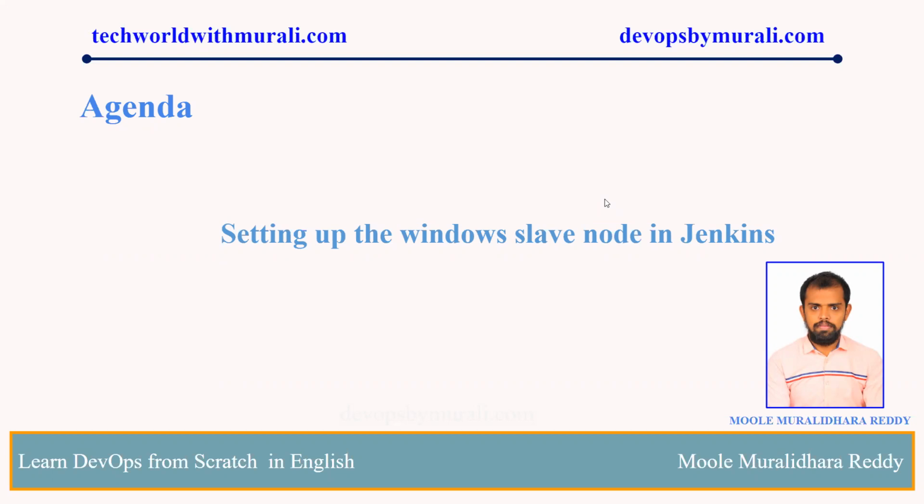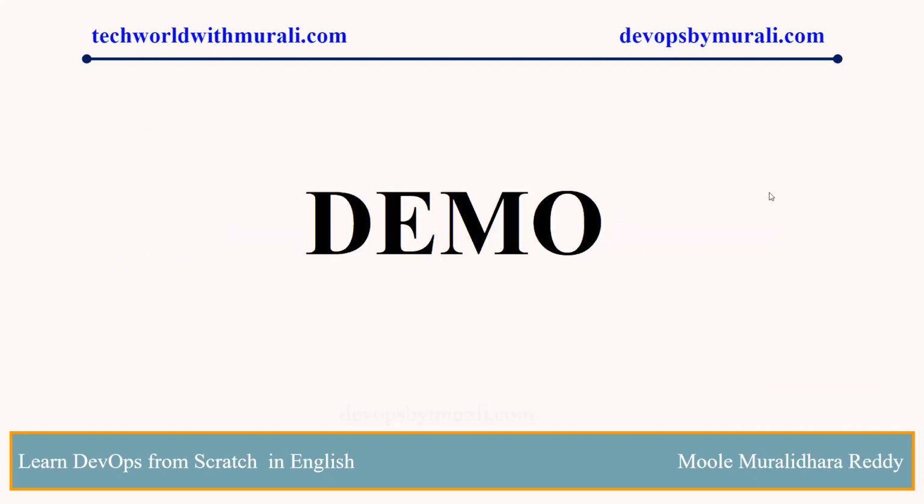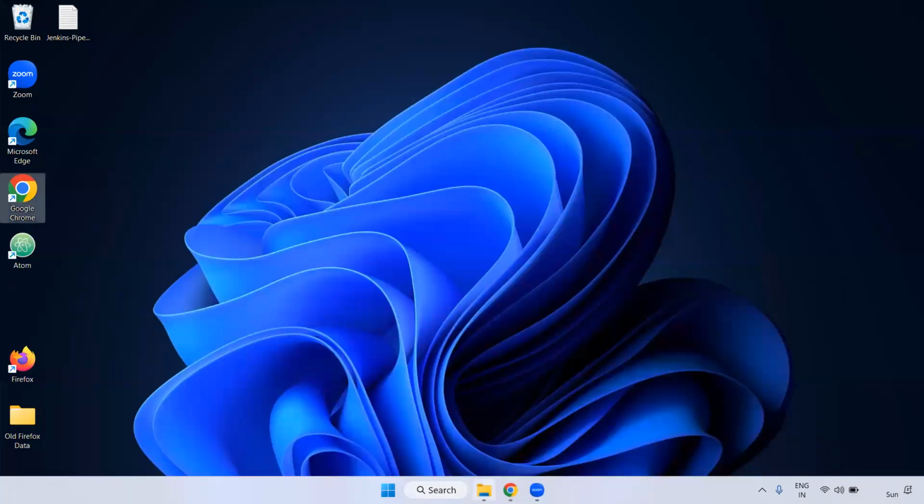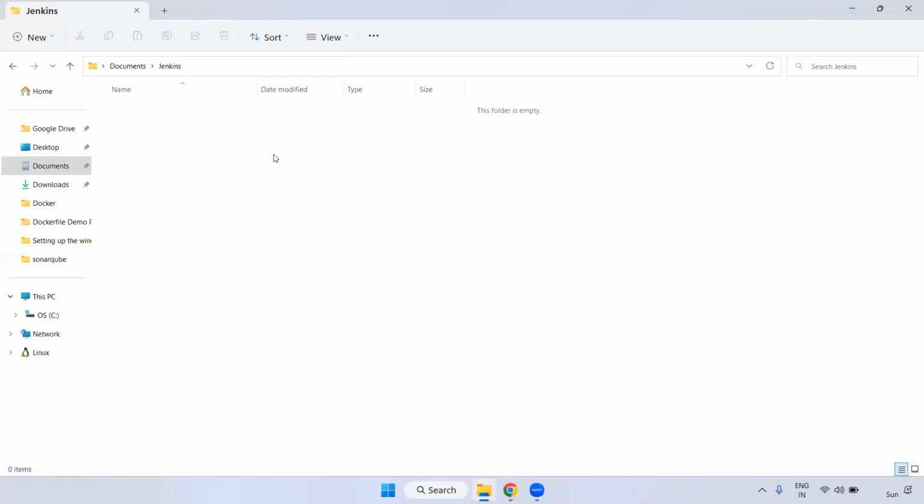In this video we are going to discuss how to set up the Windows slave node in Jenkins. In an earlier video we set up a Linux slave node, right? In this video we are going to set up a Windows slave node. For Windows I'm taking my laptop. From my laptop I'm going to set up the slave node, which is my Windows.